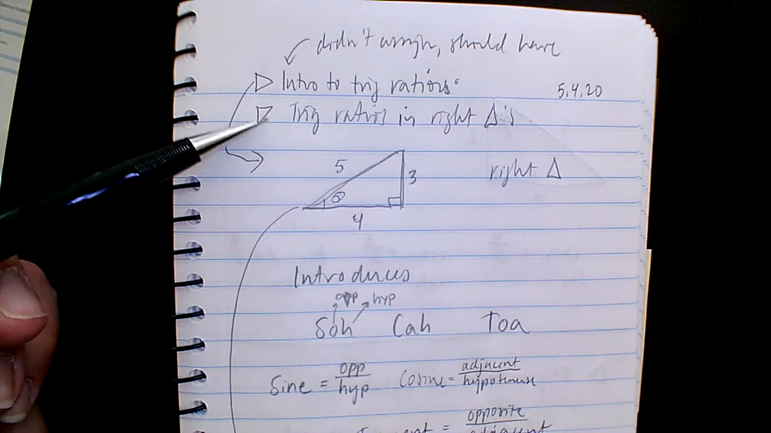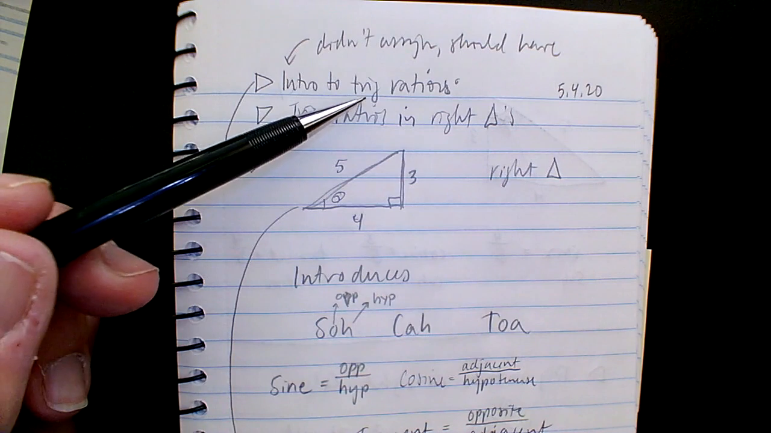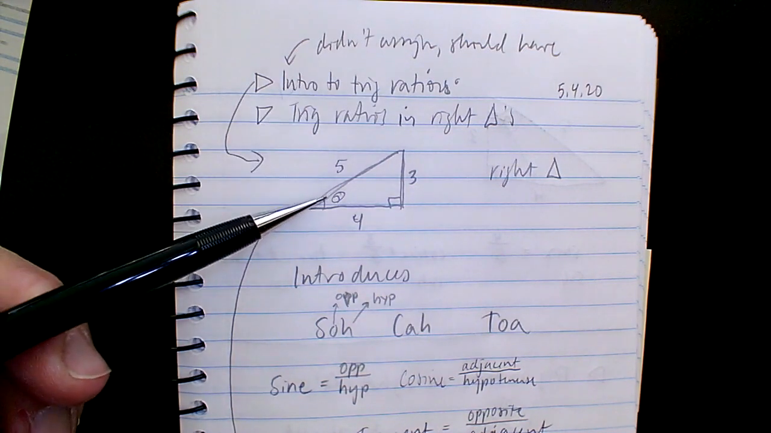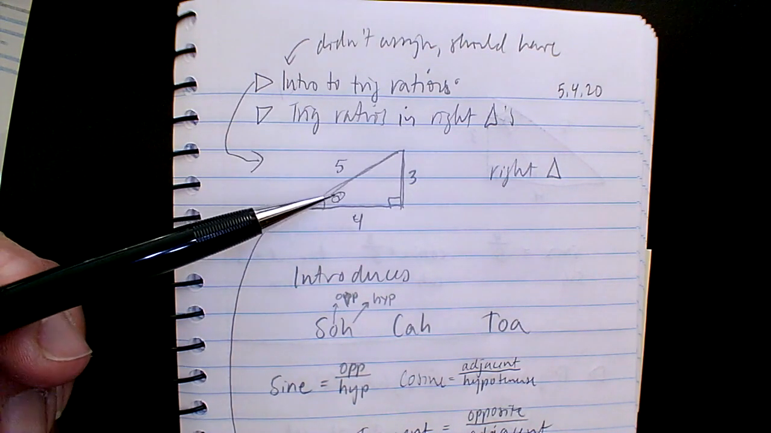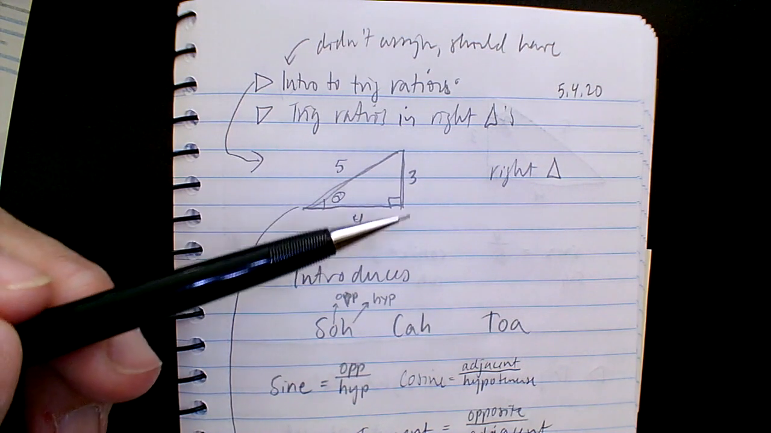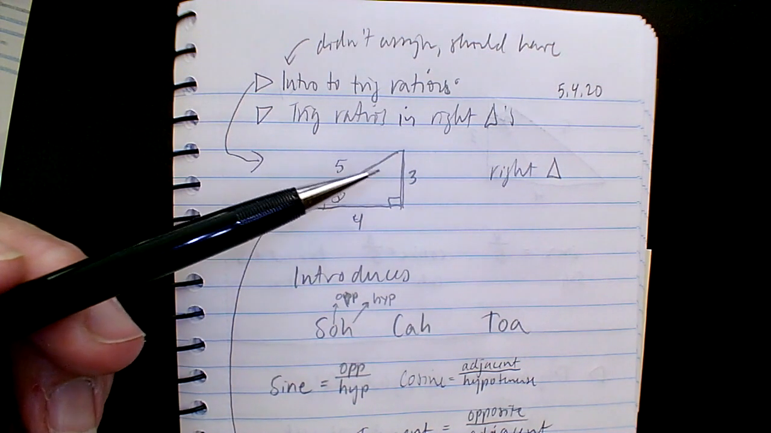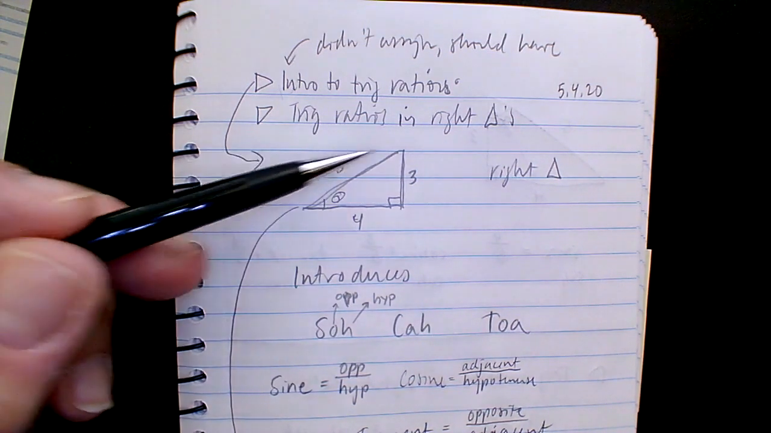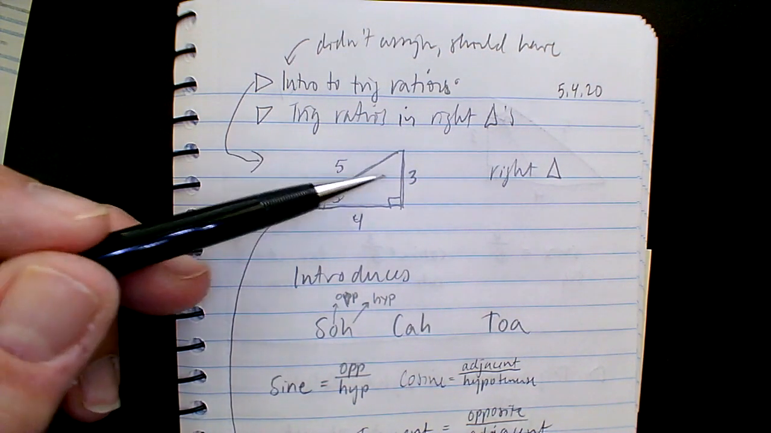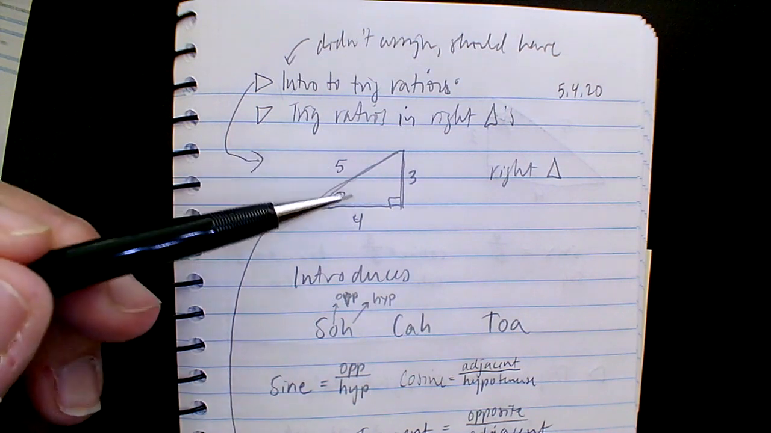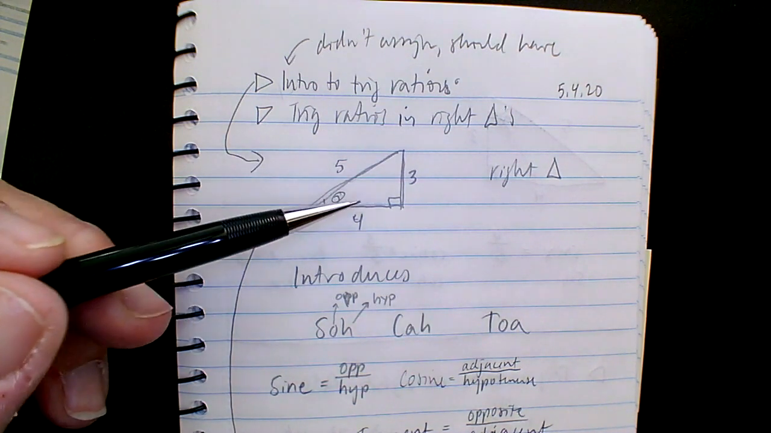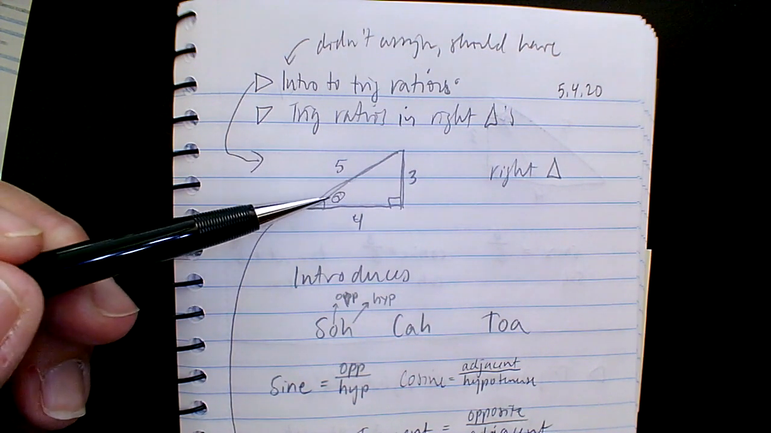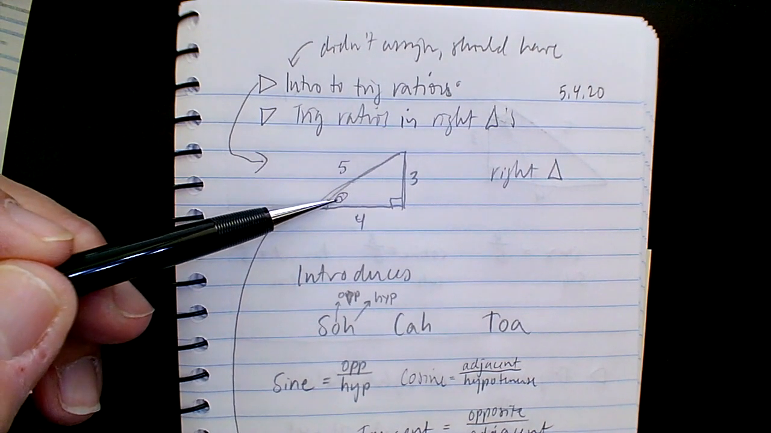So the summary for intro into trig ratios is that if you have a right triangle, and we're going to find out later that we don't even need to have just a right triangle, we just need to know this basic information, but anyways, we're going to start with just a right triangle. If you have a right triangle and you know 2 or 3 of the sides, you can actually calculate the measure of the angles inside.